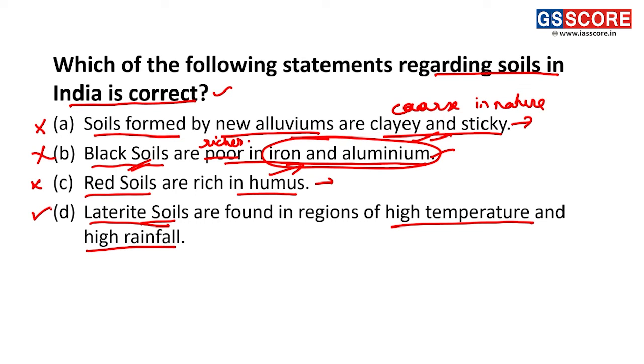Why? Because if we see the region of Western Ghats, the region of Meghalaya Plateau, and some of the regions of the Eastern Ghats, where the rainfall is quite high and the temperature is quite humid, there is presence of laterite soil. Why? Because in this region there is a process which is called leaching. Leaching is occurring, which is making this soil a laterite soil, and here there is high presence of aluminum and iron in the top layer of the soil. So D is the correct answer to this question.